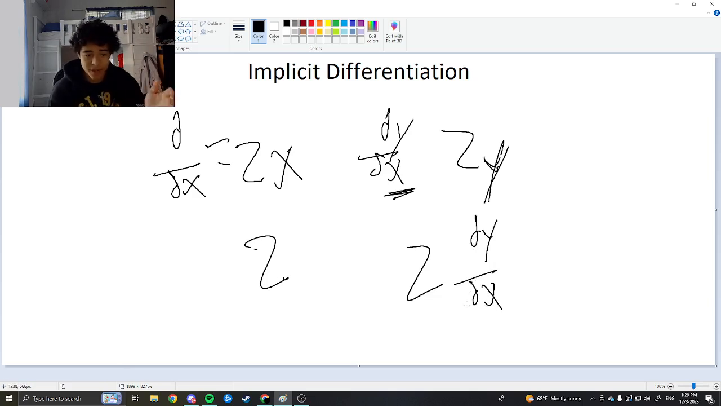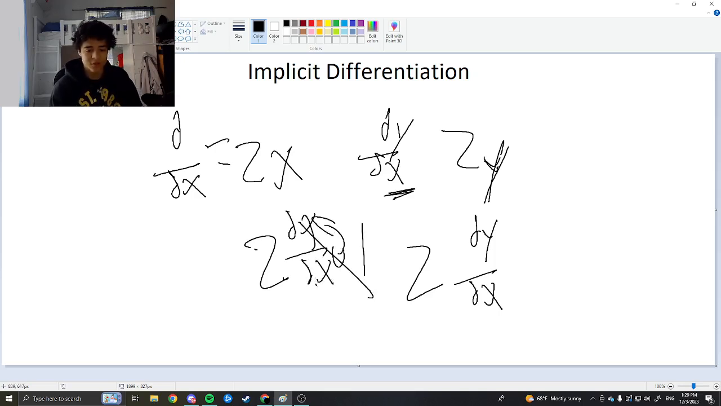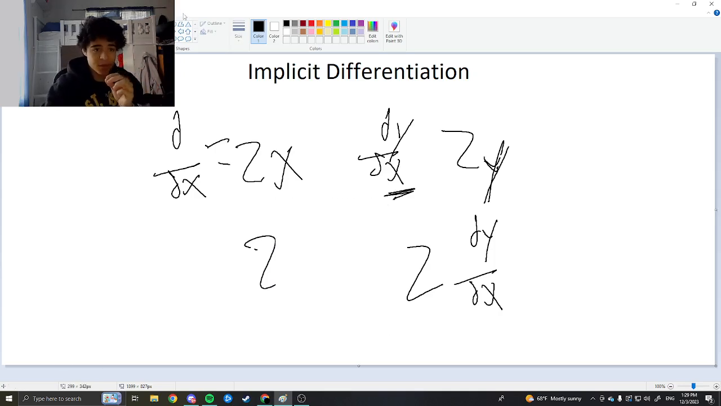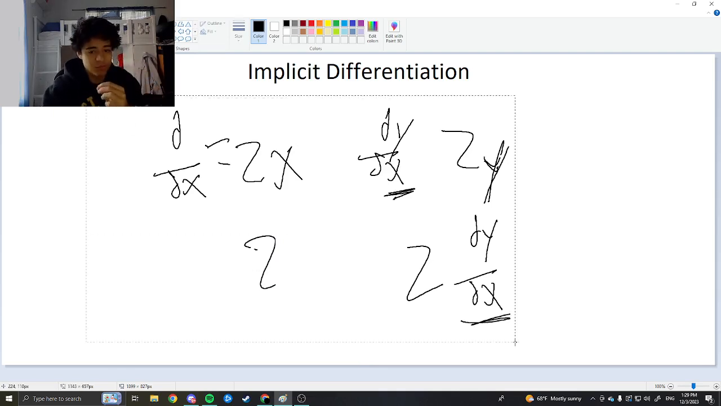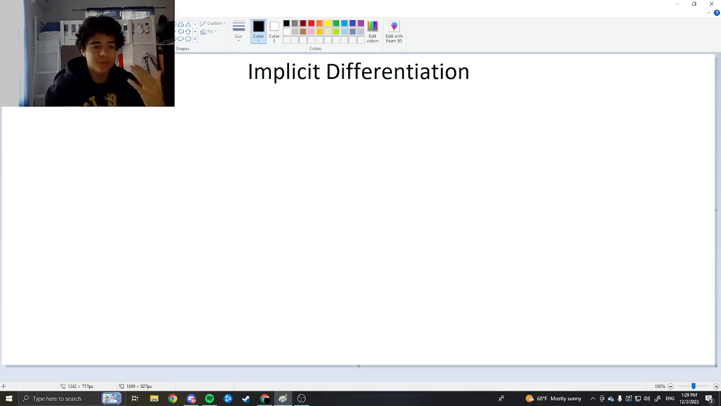The reason why that doesn't happen with x's is because if you add a dx over dx, this is just the same thing over itself, so this is just 1. So this does happen, but it goes away, it's not important. So whenever you derive a y, you derive it normally, but you multiply it by a dy dx. I'm gonna give an example to make this make sense.